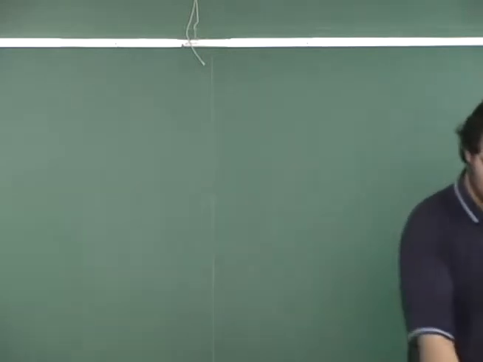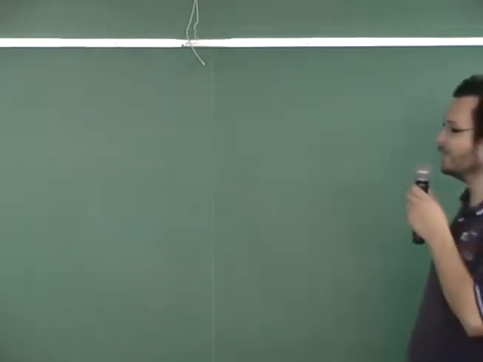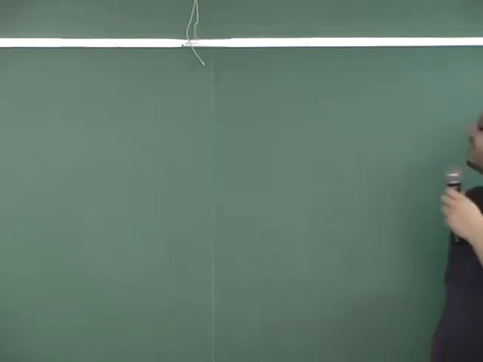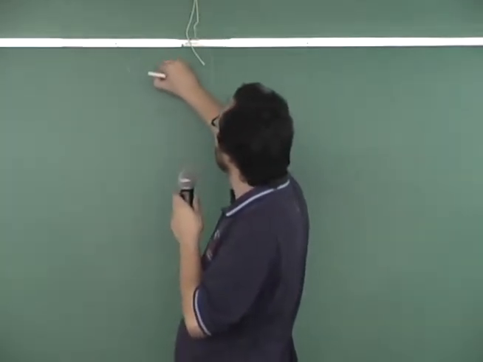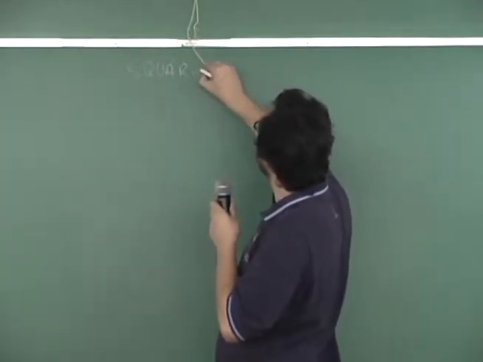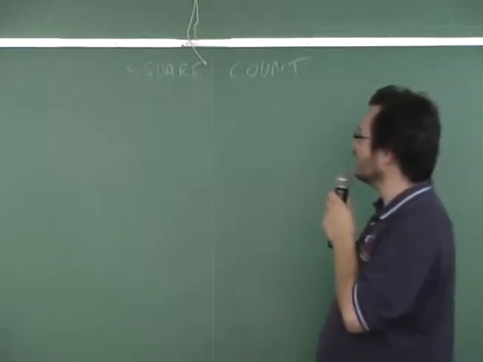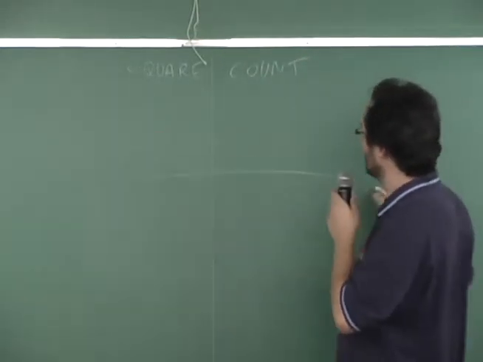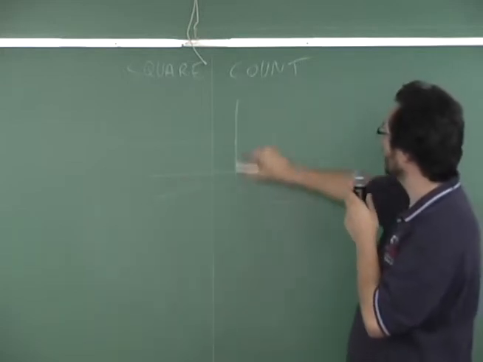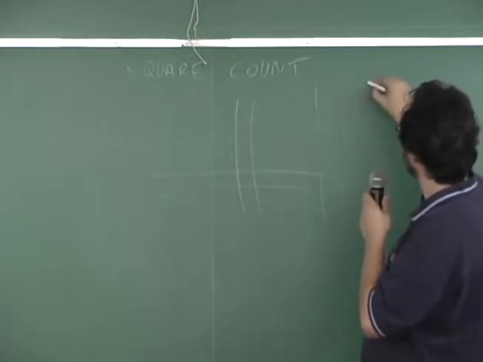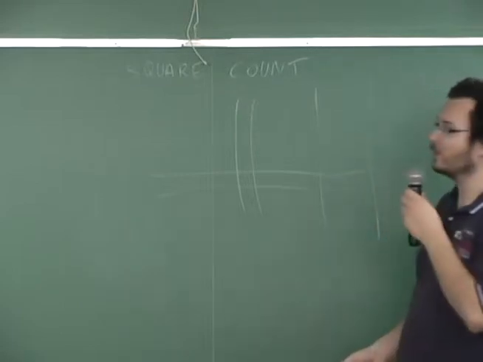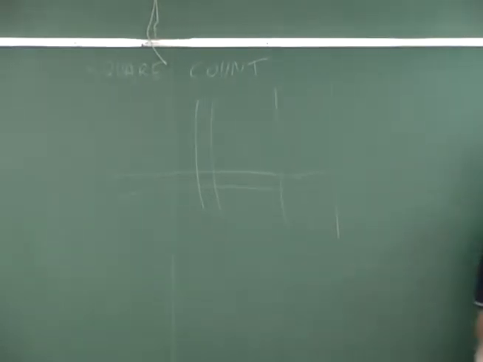All right, the second easy task of the day, at least if you know some data structures, was the square count. What we are given in this problem is a collection of lines. Some of them are horizontal, some of them are vertical. And we are to count squares we see in this picture.